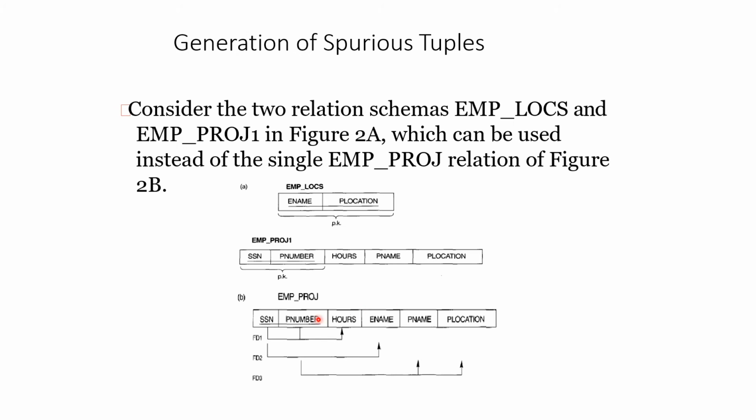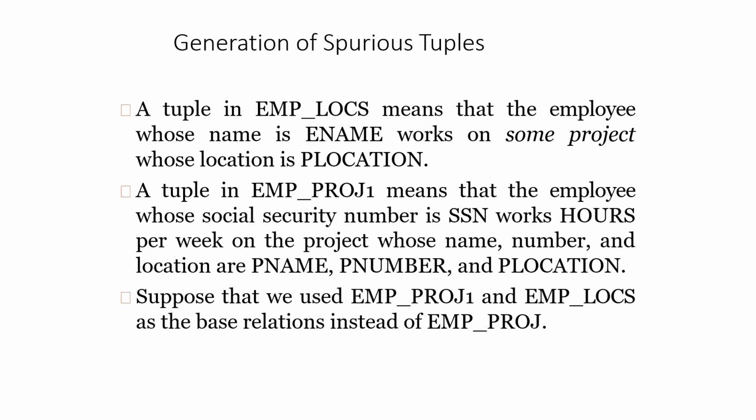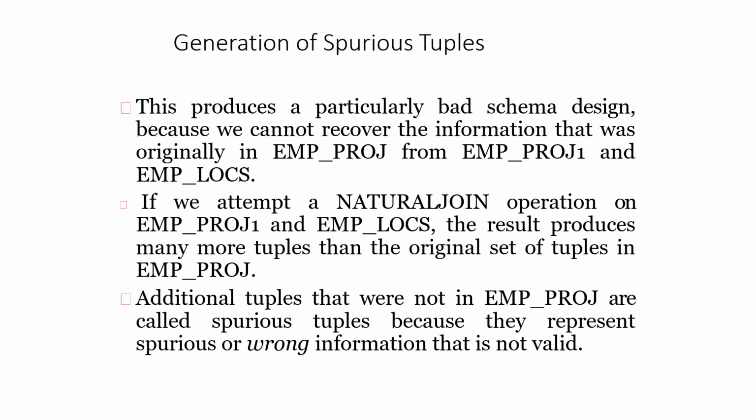So instead of employee project, we take these two as base tables. Then what? This produces a particularly bad schema design. Why? Because we cannot recover the information that was originally in employee project from employee project 1 and employee logs. Because we have combined them in one table, it will be difficult for us to maintain all the true information, and difficult to recover the information that was originally stored in these tables.